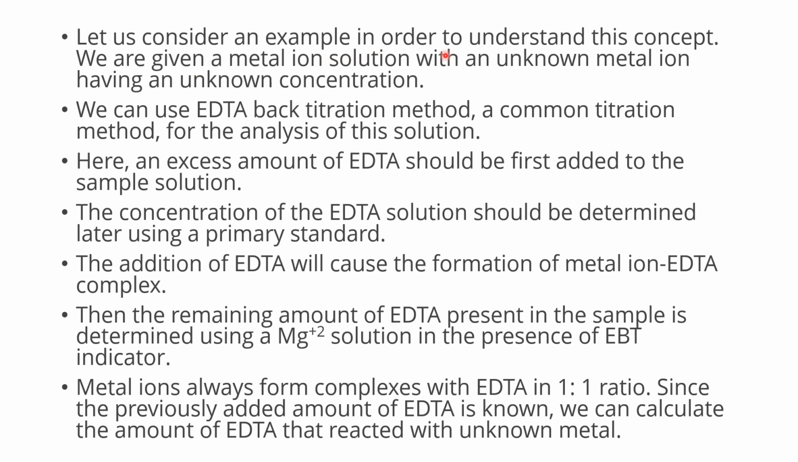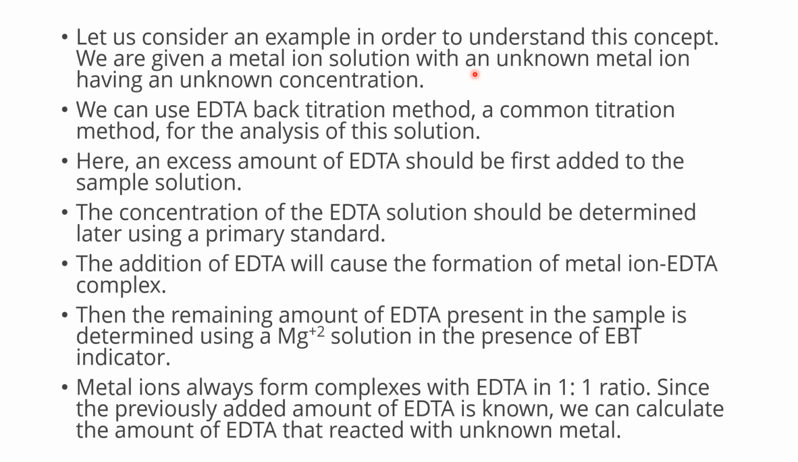Let us consider an example in order to understand this concept. We are given a metal ion solution. So I'll explain you this. What happens in back titration? In back titration or indirect titration, unlike direct titration, you cannot react A with B. Titrant with titrand do not react directly. In direct titration, you add A to B, titrate, endpoint, done. But in indirect titration, the A and B are not going to react directly.